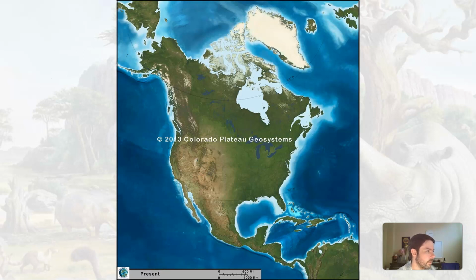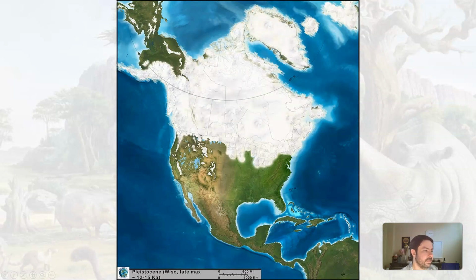So here's kind of present day. We still have some glaciers, obviously covering Canada, covering Greenland as well. So I'm just going to kind of flip back and forth. This is today. This is the greatest extent of the Pleistocene glaciers. This one during the Wisconsin glacial event.